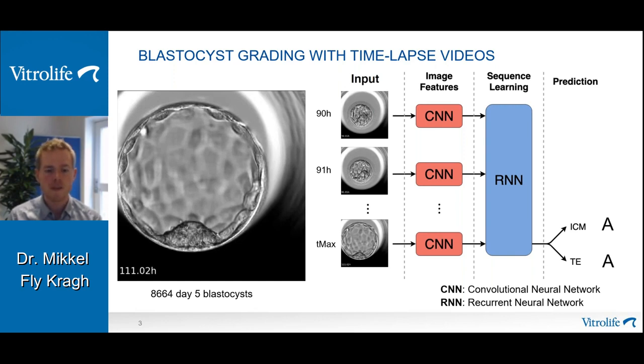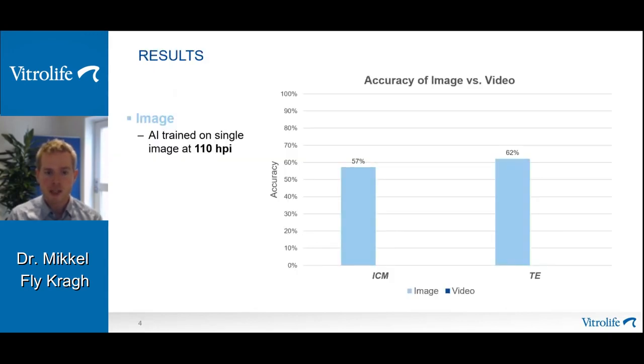This overall method has been trained and tested using 8,664 day 5 blastocysts that have all been manually annotated by experienced embryologists. For evaluating the method, we first trained an AI on single images, extracted 110 hours post-insemination from the time-lapse video. Here we got accuracies of around 60% for both ICM and TE.